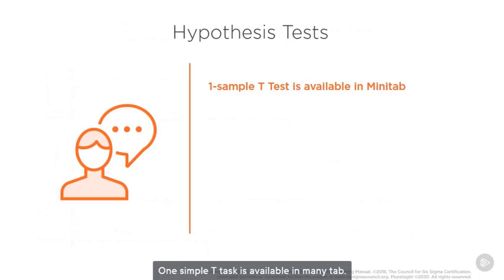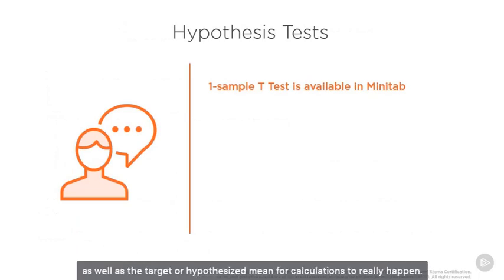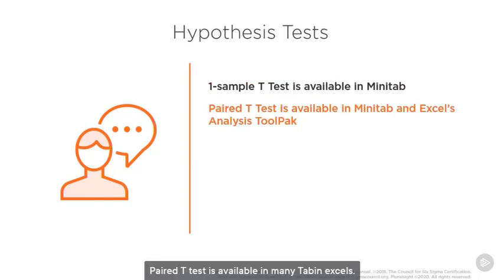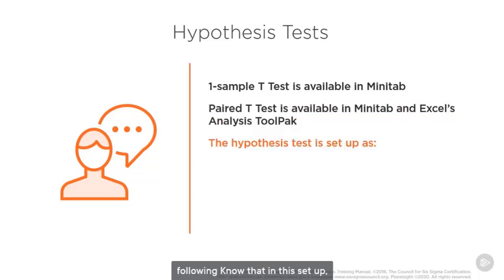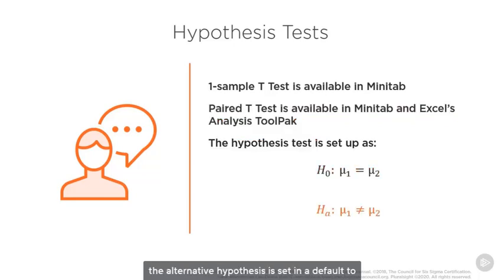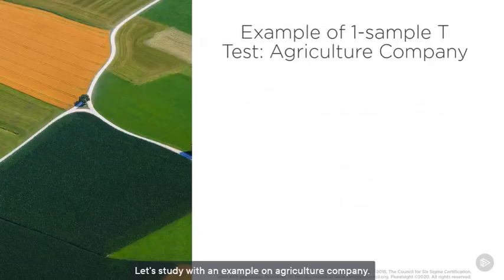One-sample t-test is available in Minitab. It requires the standard deviation, mean, and sample size, as well as the target, or hypothesized mean, for calculations to really happen. Paired t-test is available in Minitab and Excel's Analysis ToolPak. The hypothesis test can be set up as the following. Note that in this setup, the alternative hypothesis is set by default to not equal. As previously mentioned, Minitab allows you to adjust the alternative hypothesis to a greater than or less than scenario if desired. Let's study with an example.